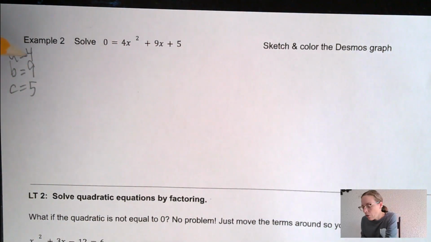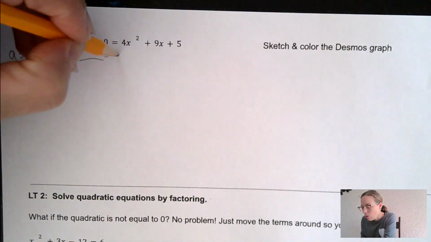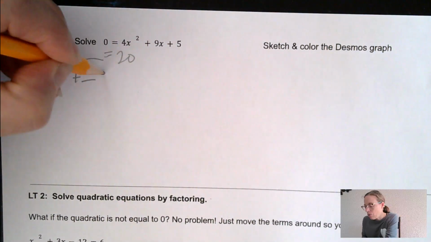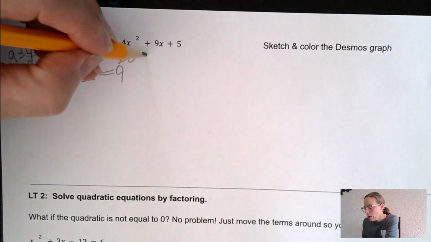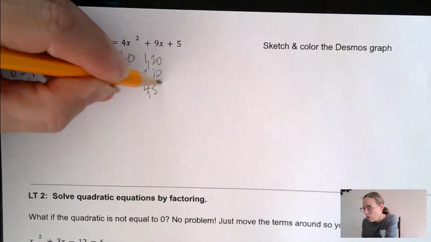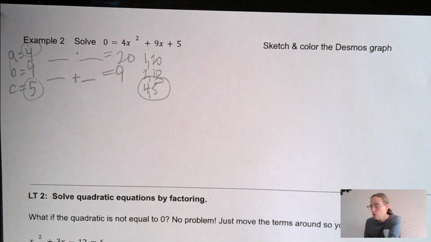So we need to first find two numbers that multiply to a times c, which is 20. And those same two numbers need to add up to 9. So our factors of 20 are 1 and 20, 2 and 10, and 4 and 5. 4 and 5 will be the correct pair that we need to use.